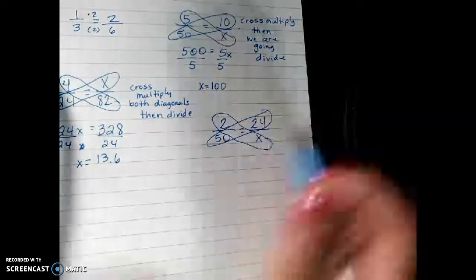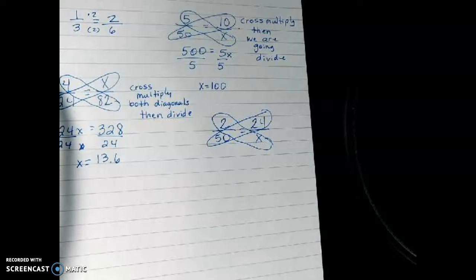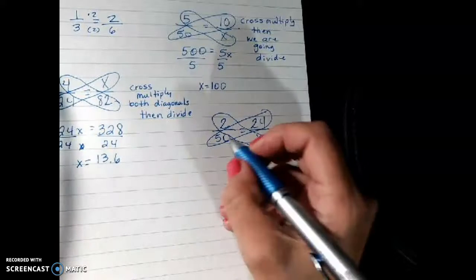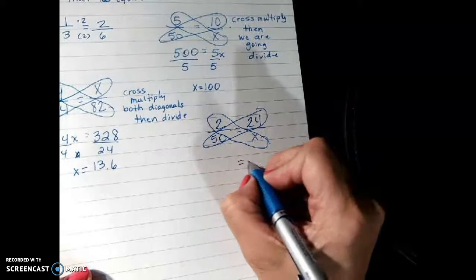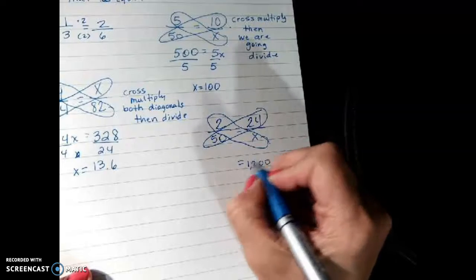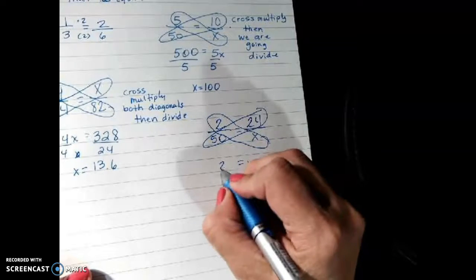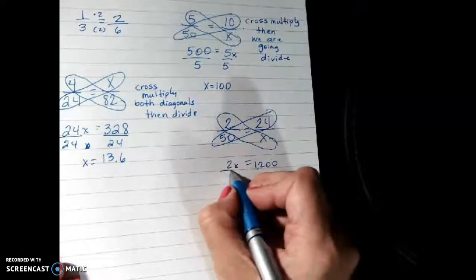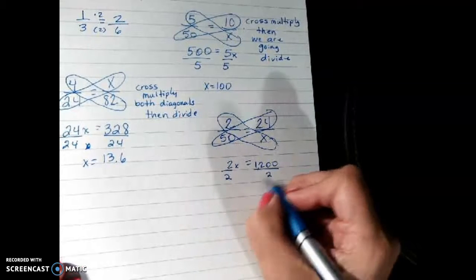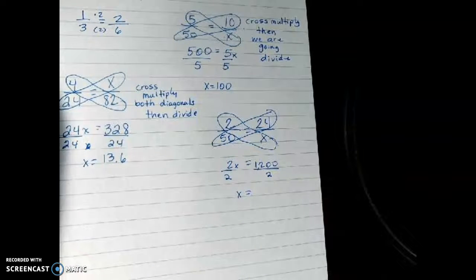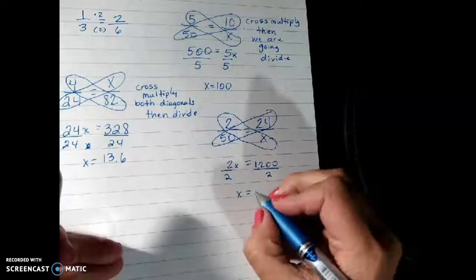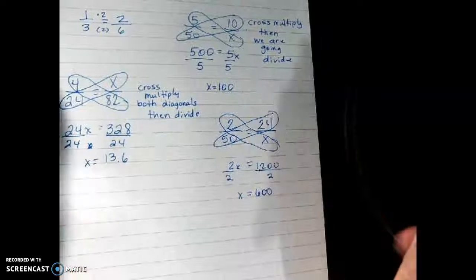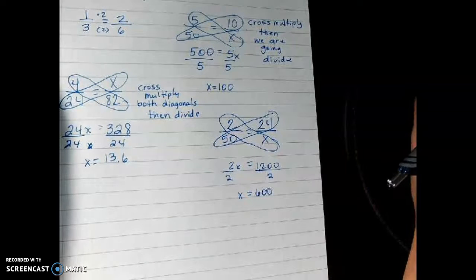So 50 times 24 is 1,200, and 2 times x equals 1,200, and I'm going to divide the 2 by itself. x equals 600. Okay, now you'll try yourself on Canvas.